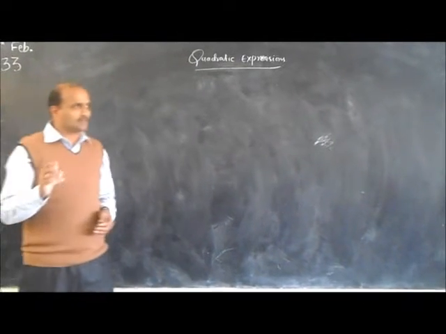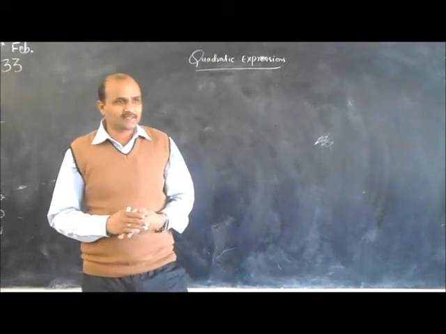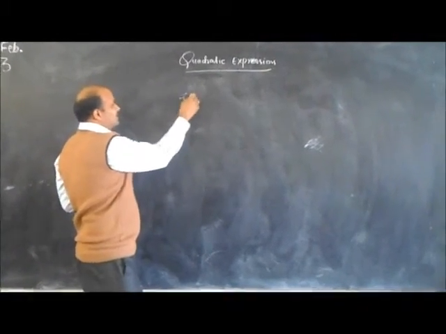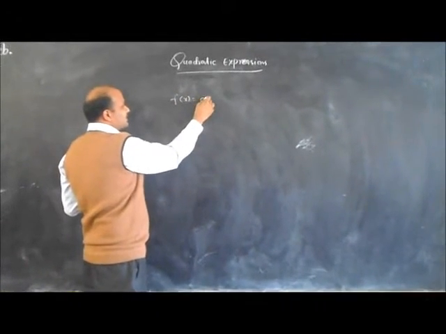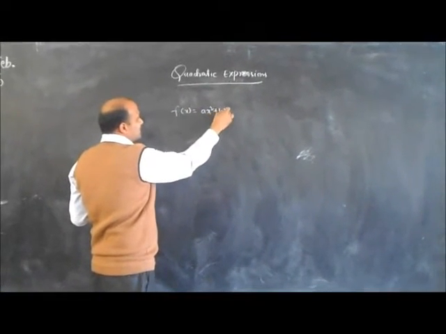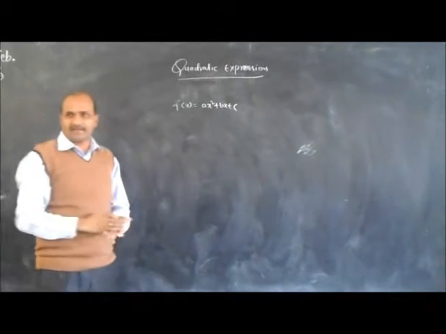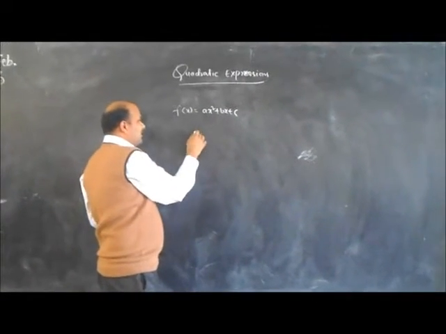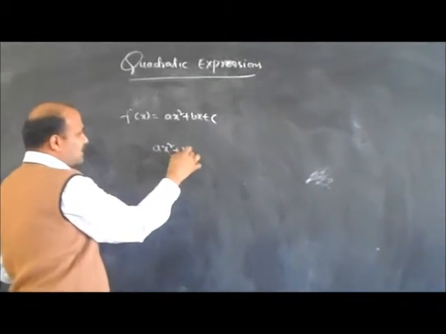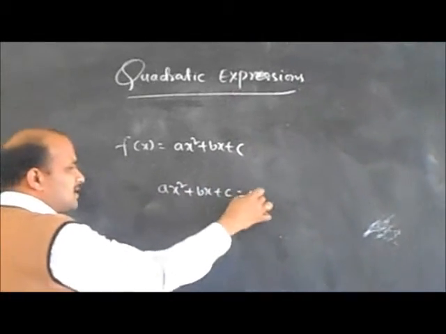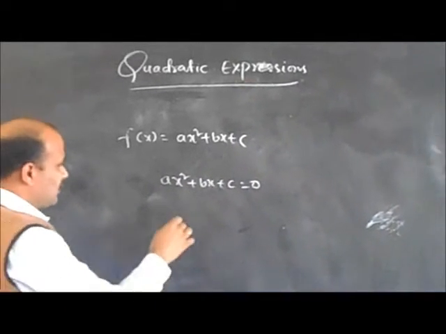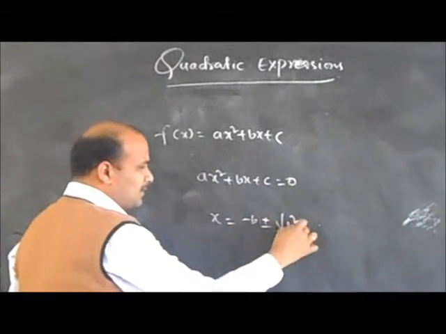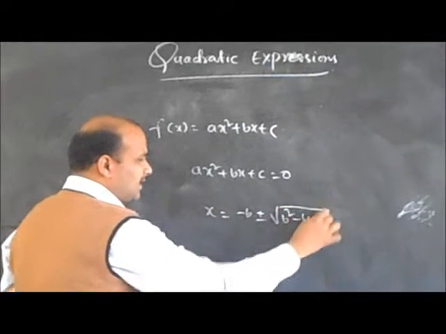So the topic today is quadratic expressions. As we know, f of x is equal to ax square plus bx plus c is called a quadratic expression, right? What is a quadratic equation? Ax square plus bx plus c is equal to 0. The quadratic formula: x is equal to minus b plus or minus root over b square minus 4ac, all by 2a.